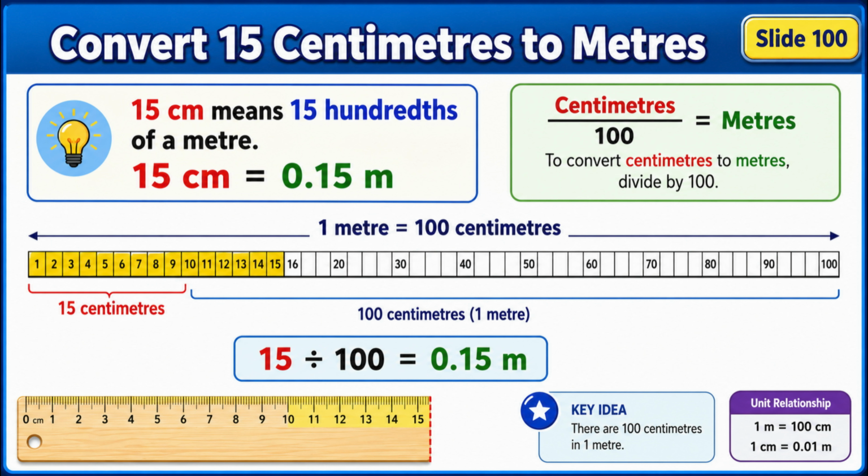Convert 15 centimeters to meters. 15 centimeters means 15/100ths of a meter. So, write 15 over 100. 15 over 100 is 0.15. Therefore, 15 centimeters equals 0.15 meters.